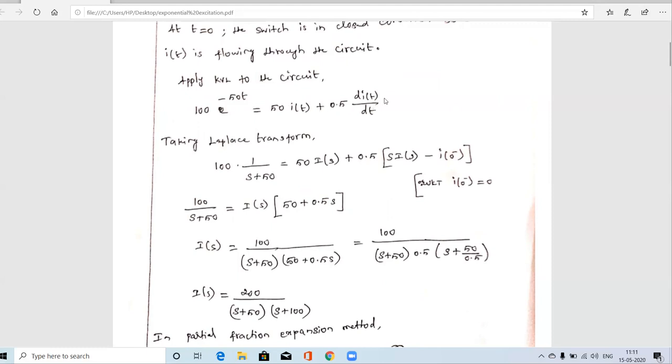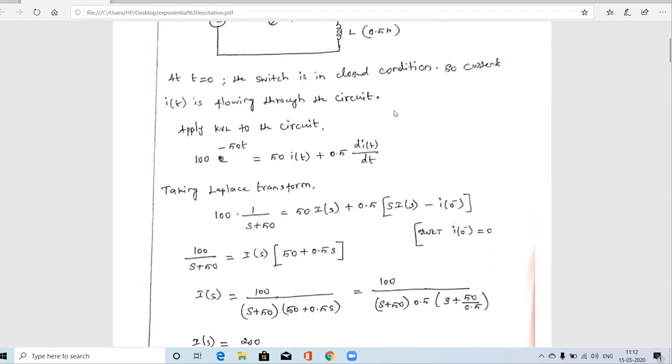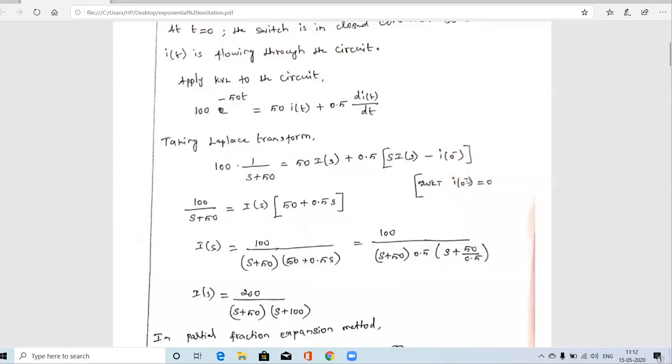What is the Laplace transform of the differentiation of i of t? According to the differentiation property of the Laplace transform, one-time differentiation of the function i of t can be written as s into capital I of s minus the initial value, the previous current flowing in the inductor, which is i of 0 minus. For the given circuit, no initial current is given, so this i of 0 becomes 0.